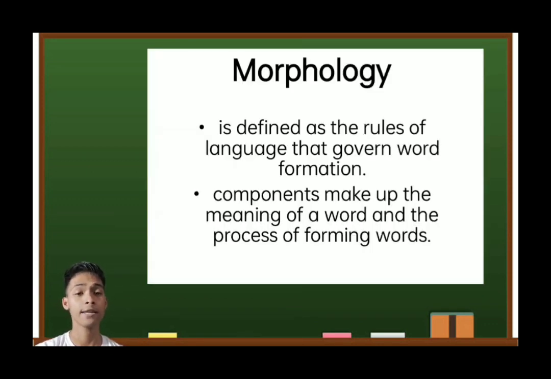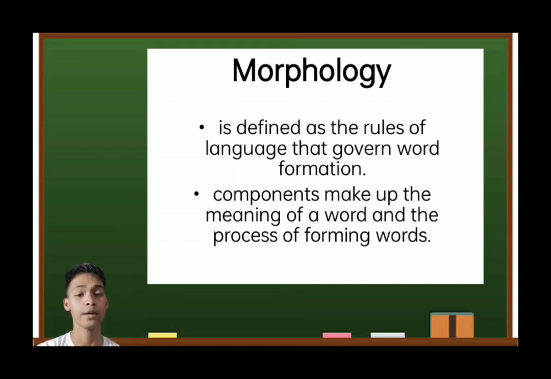Next, we have morphology. Morphology is defined as the rules of language that govern word formation. On the other hand, it has to do with the components that make up the meaning of a word and the process of forming words. For example, a student might learn the word car, which is a morpheme.